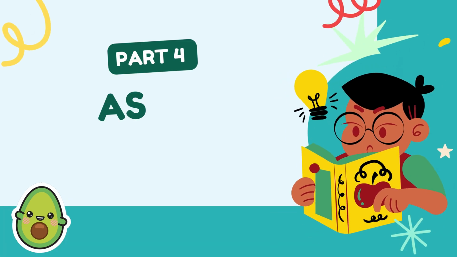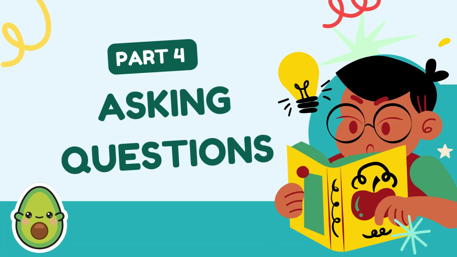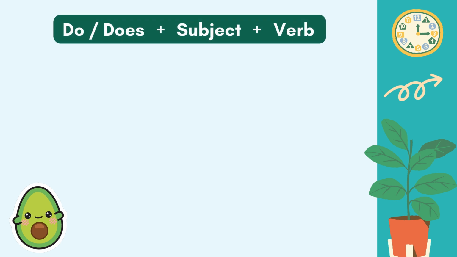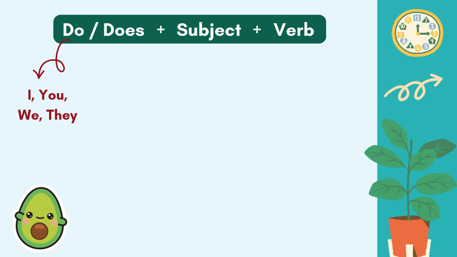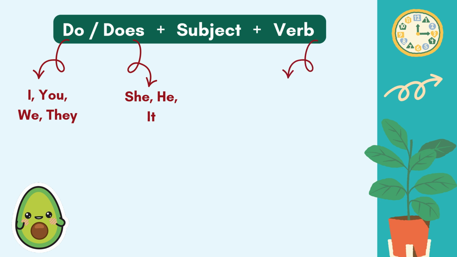Part 4. Asking questions. To ask a question, start with do or does, then add the subject, and finally add the base form of the verb. Subjects I, you, we, they take do before them. Subjects he, she, it take does before them. The verb always stays in its base form in questions.